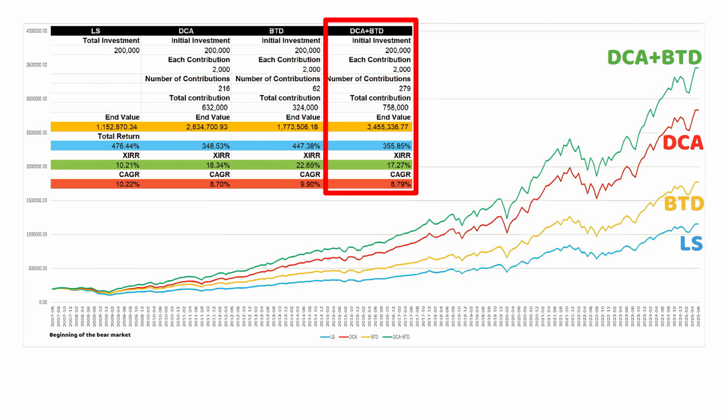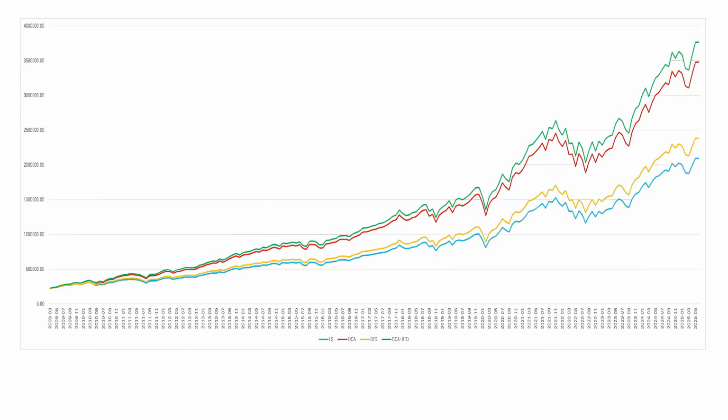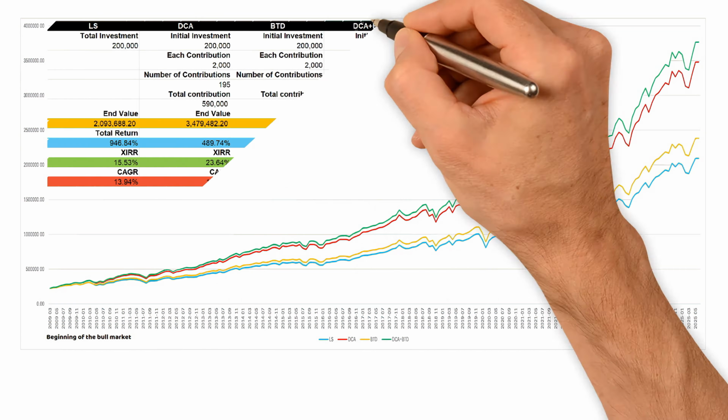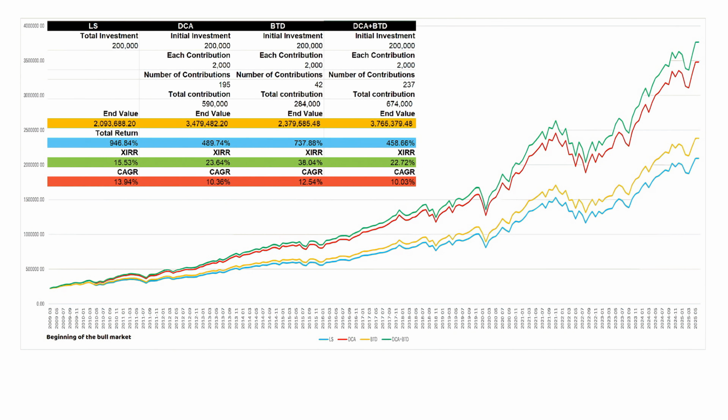Since DCA plus BTD invested the most, it ends up with the highest final value. Now let's apply the same setup starting from the end of the bear market in 2009. The differences in returns become much more pronounced. LS achieves a compound annual return of nearly 14%, while DCA plus BTD lags at 10%. That's because continuous investing during a bull market increases the average cost base, making the return rate appear lower. Since DCA plus BTD involve the largest total investment, it has the lowest annualized return.